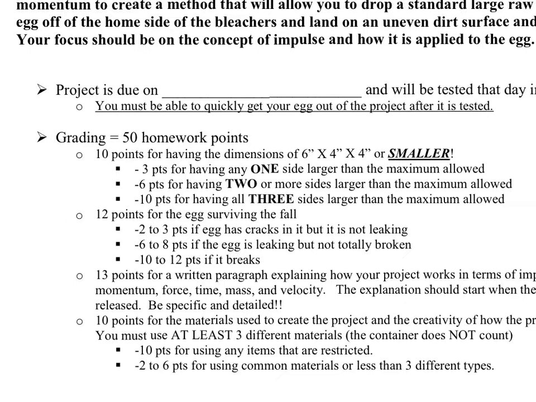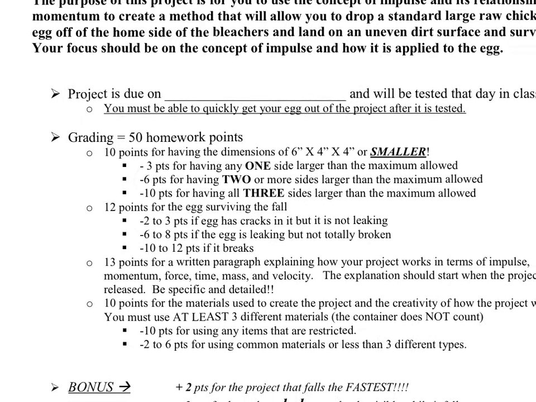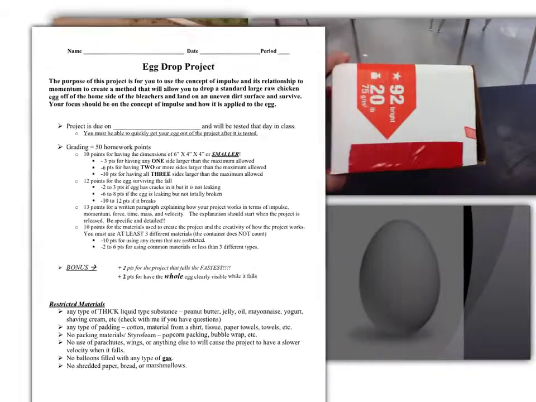Okay, so just focusing on the dimensions. 10 points for having the dimensions of 6 inches by 4 inches by 4 inches or smaller. That's just the maximum size. That includes every single part of the project. Even if it's a stick sticking out the side, that counts as part of those dimensions. And you can see that for having one side larger than the maximum, you lose 3 points, right? Lose 6 for having 2 sides, and minus 10 for having all 3 sides bigger than they're supposed to be.